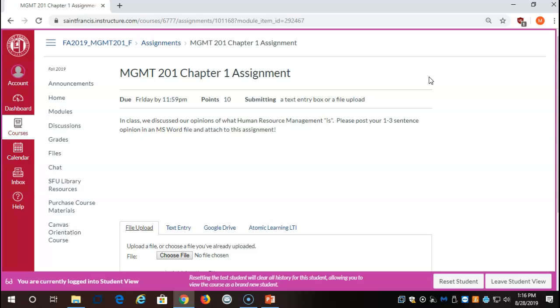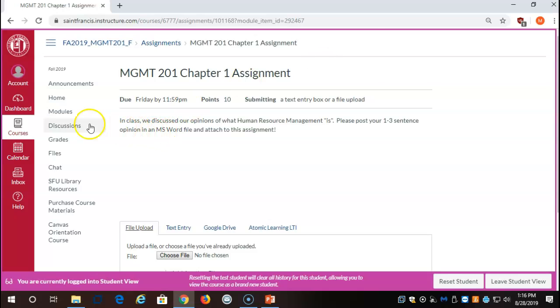Yes, sir? Can we do bullet point format? Wonderful. Yep. However you want to present it. What I do ask is, for example, in times past, people have handwritten it and submitted a picture of their handwriting. Actually type it in. Bullet points are absolutely fine. Other questions about the assignment?